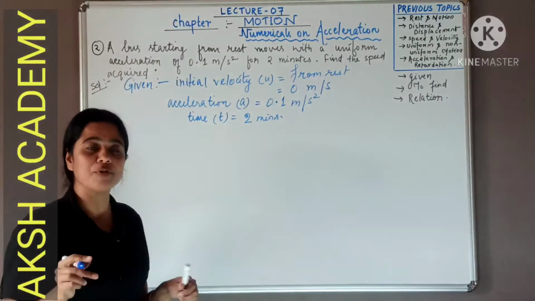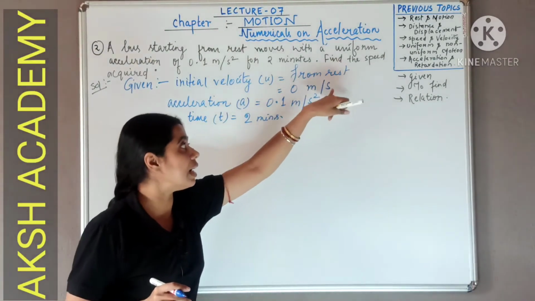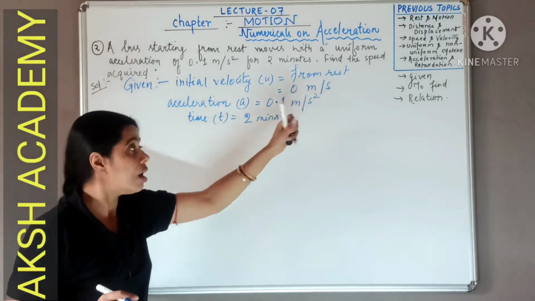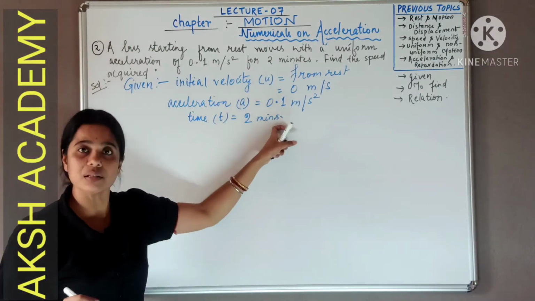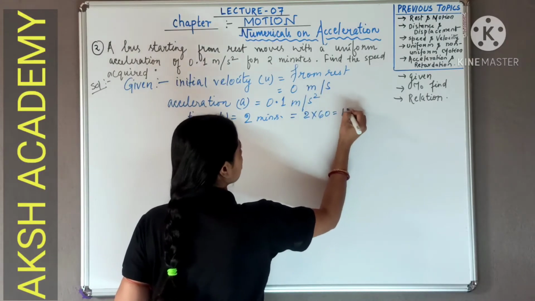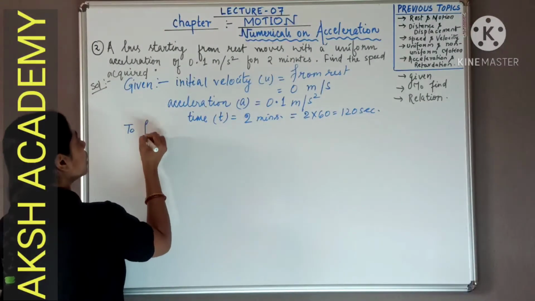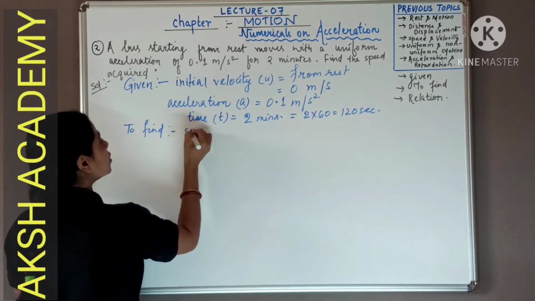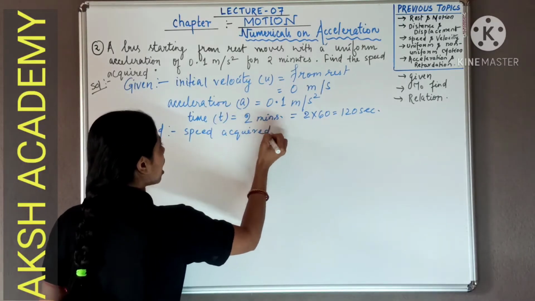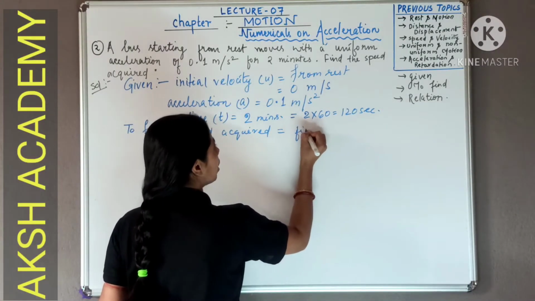Before proceeding further, we will compare the units of time and the time unit in acceleration. Here the unit used in acceleration is second, but the unit given for time is minute. So we will convert this minute into second. So this is 120 second. What we have to find? We have to find the speed acquired. Speed acquired means the speed after 2 minutes of travelling, and that is your final velocity.